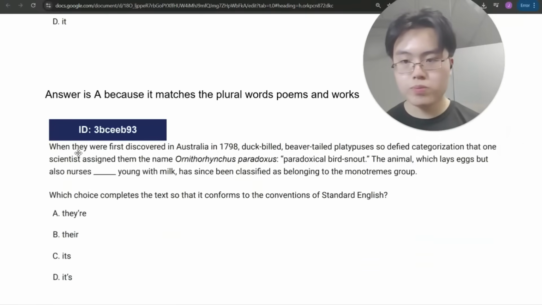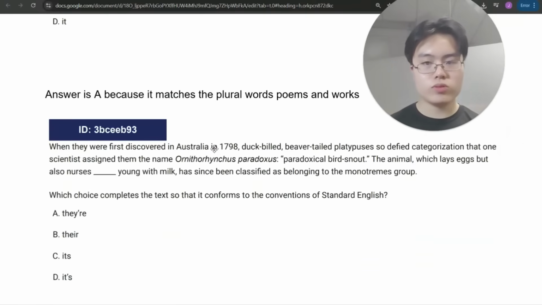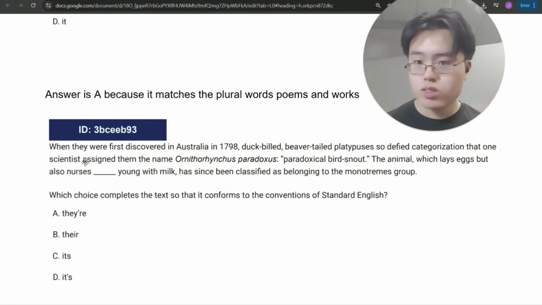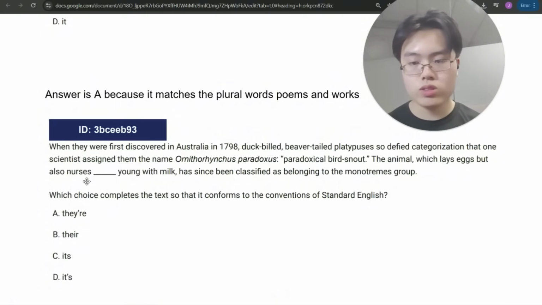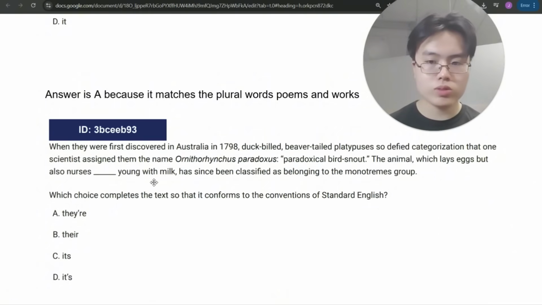Hopefully you solved this by now. Okay, I'm going to read this real quick. So when they were first discovered, scientists struggled to find categorizations, and one scientist assigned them the name, the animal which lays eggs but also nurses young with. So we need to figure out what's nursing young. It's obviously the animal, right?